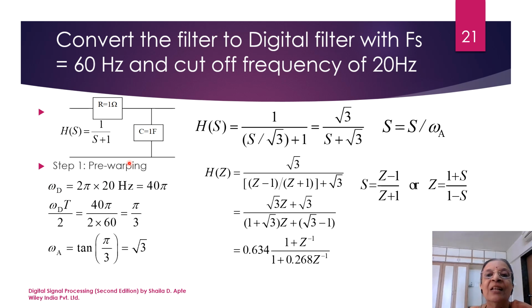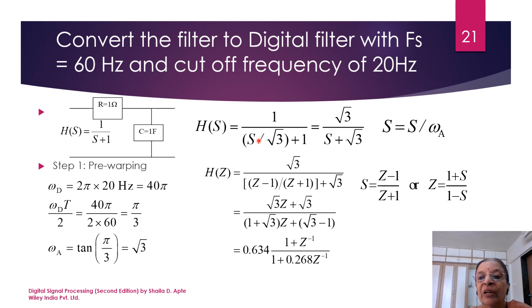So omega d is what? Omega d is 2 pi into 20 hertz, so it becomes 40 pi. And now omega d T by 2 will become 40 pi upon 2 into 60, because capital T is 1 upon fs, which is 60. That becomes pi by 3. So omega a becomes tan of pi by 3, so omega a becomes root 3.